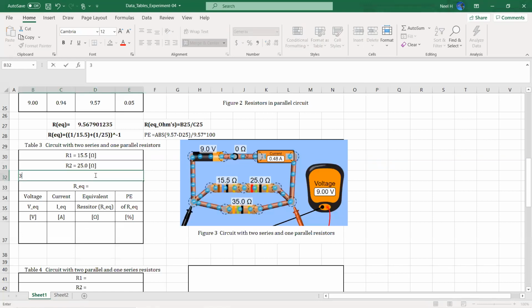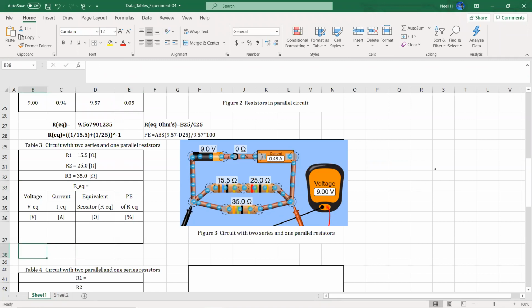Resistor number 3, then 35.0. Resistor number 3, sorry, R3 equal 35.0, and the unit ohm you can copy paste from the previous cell. That will be the easiest. Then let's calculate.